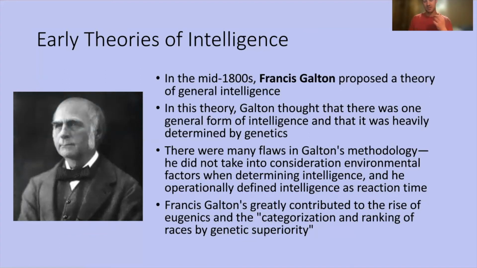Francis Galton's theory greatly contributed to the rise of eugenics as well, and the categorization and ranking of races by genetic superiority, which again, by today's standards, is completely ridiculous and a heinous thing to even think about. But that was his thought process. A lot of his work was inaccurately cited in a lot of eugenics campaigns, genocides, and atrocities that went on during immigration in the 19th century. So he has a lot of lasting cultural implications. It's very interesting to read on. It explains a lot, actually.